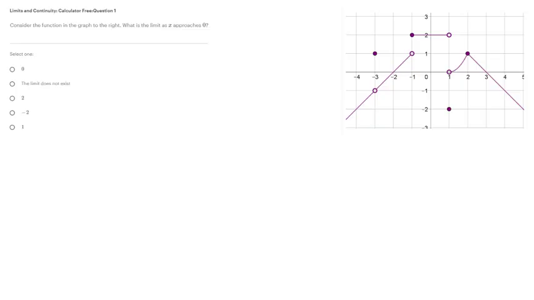So this first question: consider the function in the graph to the right. What is the limit as x approaches 0? As we covered earlier, just from the graph, you can see that there are no holes, no jumps, not even an asymptote. So we can just see what x is at 0, and it appears to be 2, which would be our answer here.